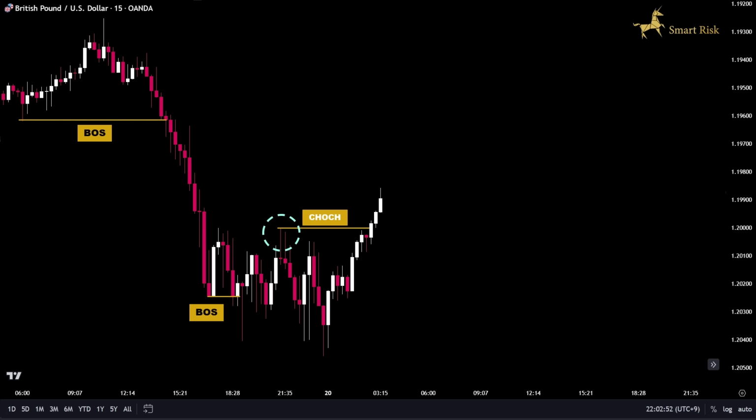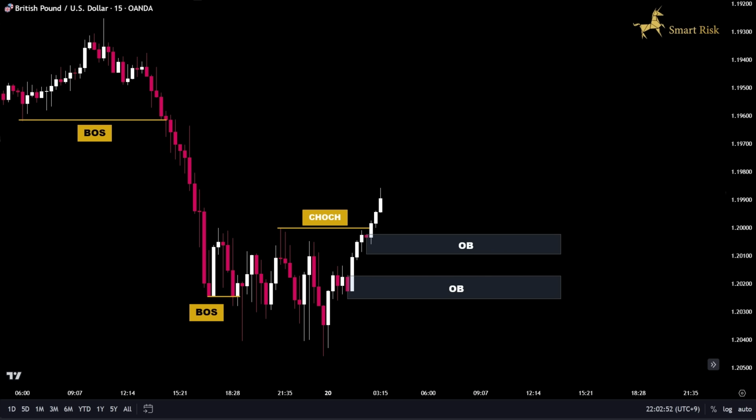Now that the bullish change of character pattern has emerged, our focus shifts to identifying the demand zones that offer a high probability for entering long positions. These zones act as areas of strong buying interest and provide potential opportunities for favorable risk-to-reward trades. Here we can identify a bullish order block near the break of structure. Moving a bit lower, we can identify another bullish order block.